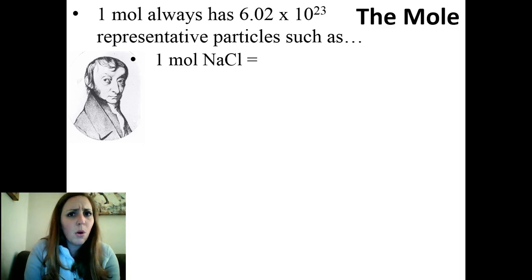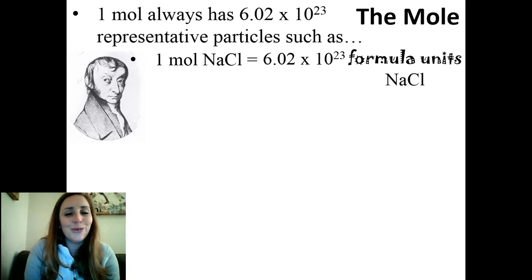What if you have 1 mole of sodium chloride? This is table salt that you put on maybe if your chicken didn't taste right. So let's say you put 1 mole of sodium chloride on your chicken. I hope not, that would be way too much. But let's say you did. You would have 6.02 times 10 to the 23rd formula units. This is a funny one, and a lot of students forget this one.